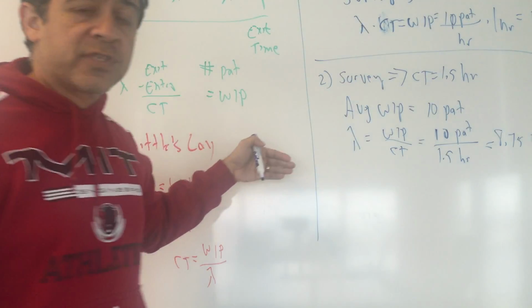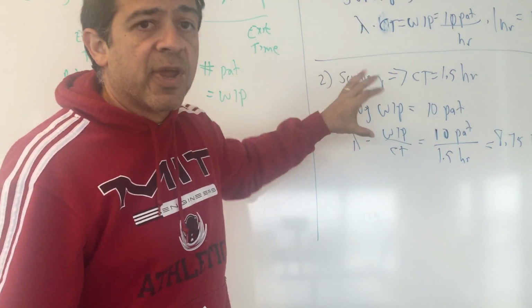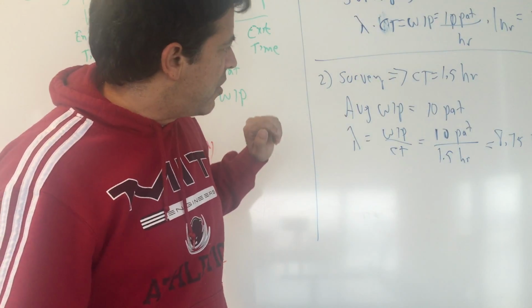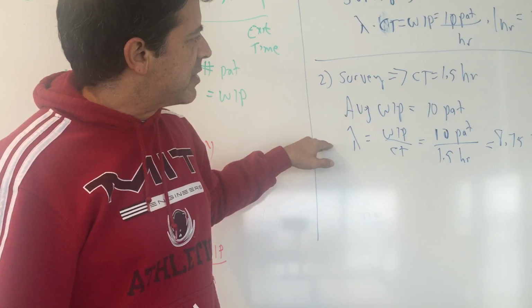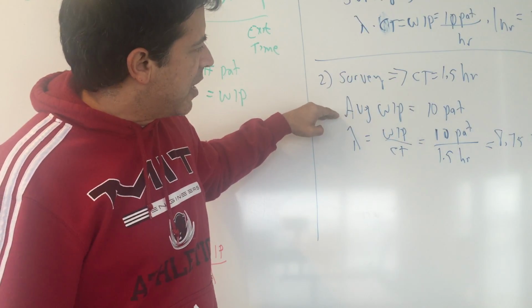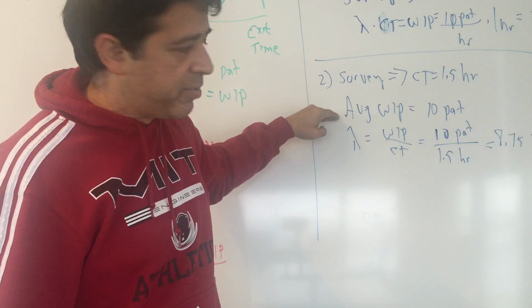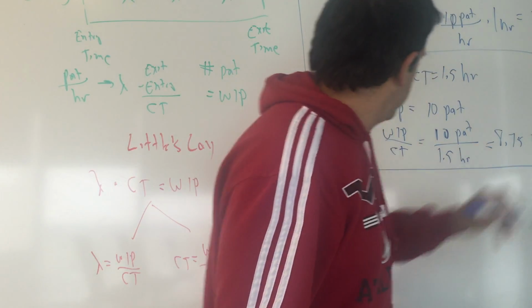Okay, so I didn't know the arrival rate, sorry. But I used a couple of different elements to come up with the other parts of the equation. Use a survey for one, a worker to come up with the average work in process, and I can figure out the average arrival rate from there.